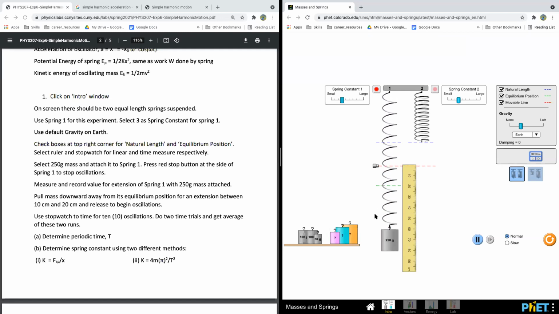So this means there's another line at the same length between the red and the green. Let's say the green line is a mirror. If this is a mirror, then there will be another red line here. This red line also indicates the distance from the equilibrium position.